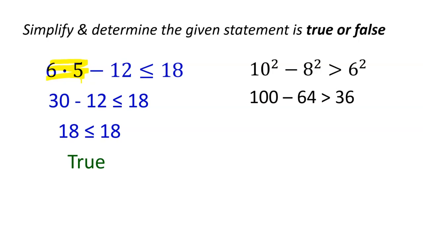Now I'm going to subtract 100 minus 64 and get 36. I'm reading this as 36 greater than 36, which is not true because they both are equal. The statement is false.